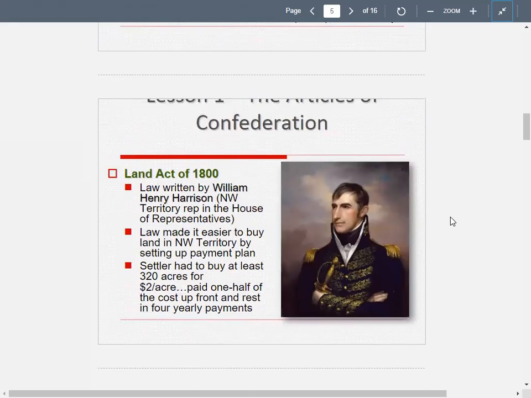The Land Act of 1800 was a law written by William Henry Harrison. He was the Northwest Territory rep in the House of Representatives. This law made it easier to buy land in the Northwestern Territory by setting up a payment plan. The settler had to buy at least 320 acres for $2 an acre, and they had to pay 1/2 the cost up front and the rest in 4 yearly payments. So that made it easier for people who didn't have a lot of money to get land.